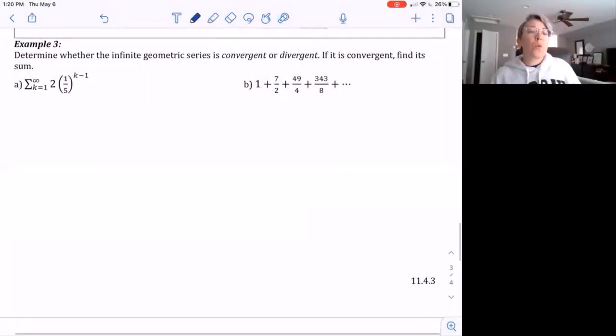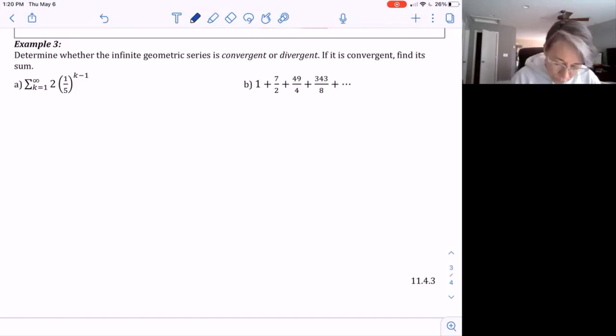So in example 3, they want us to determine whether this infinite geometric series, notice the sum goes on and on forever, converges to a number or is divergent, in other words, goes on and on forever. If it's convergent, find its sum.